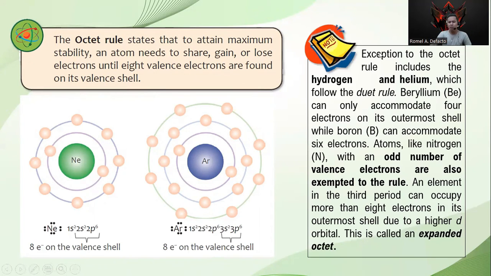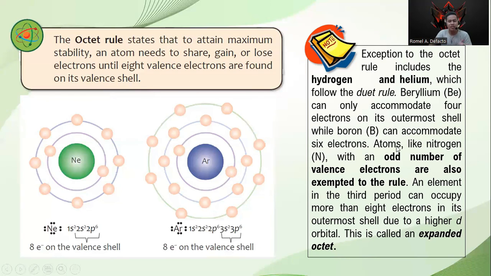But remember, there are exemptions. The first exemptions are hydrogen and helium, which follow the duet rule, since they only need one electron to fill up to group 2, so that's all. The beryllium also can accommodate 4 electrons on its outermost shell, so that is also an exemption. But remember, atoms like nitrogen with an odd number of valence electrons are also exempted from the rules, because it's odd.